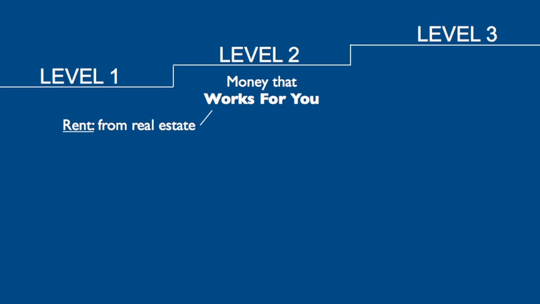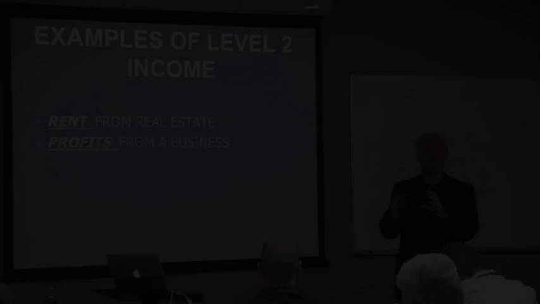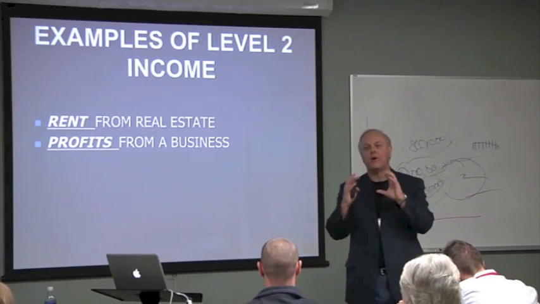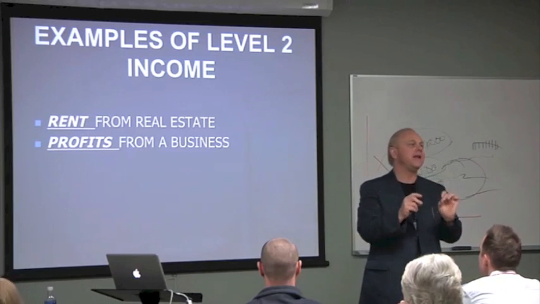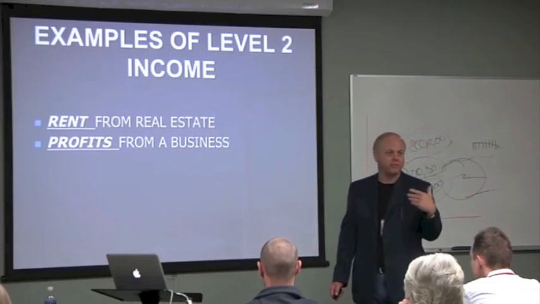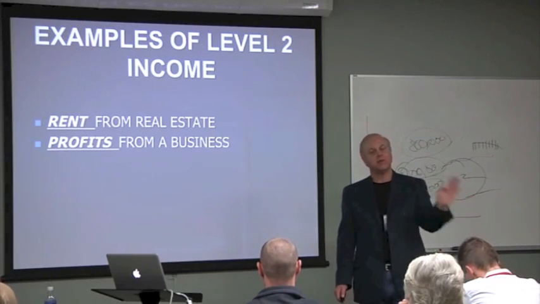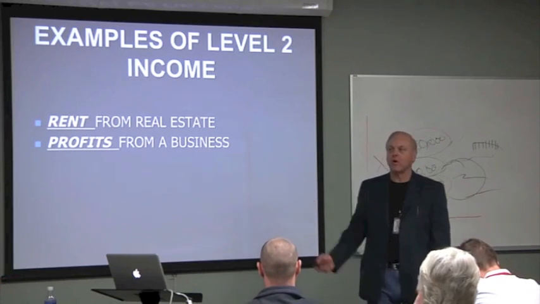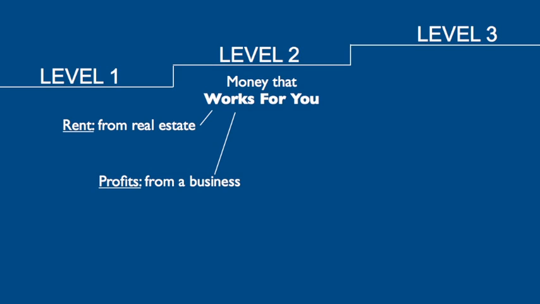So, rent from real estate. Then you have profits from a business. What we basically mean by this, and this is important to know, is that you have a system around your business where you're not daily involved in it. If you have a business where you can be a semi-absentee owner, this would qualify as level two income. Then dividends from stocks.